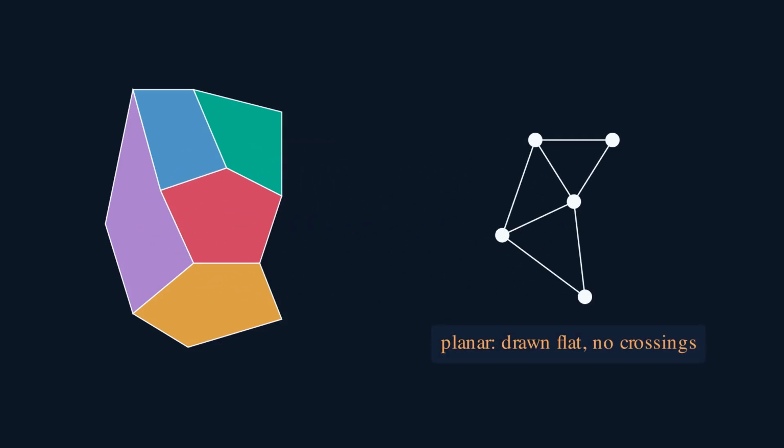Forget the colors for a moment and look at the bones of a map. Every map gives you a graph. Each region becomes a dot, and each shared border becomes a line connecting 2 dots. The graphs you get this way have a special property. You can draw them flat on a sheet of paper, with no 2 lines crossing. We call those planar. Most graphs are not planar.